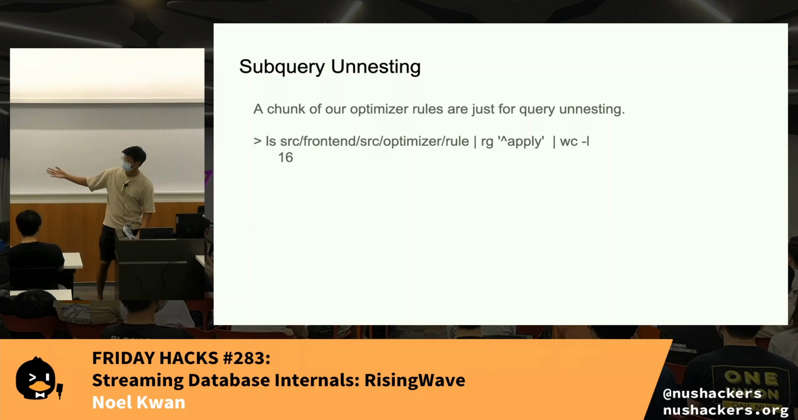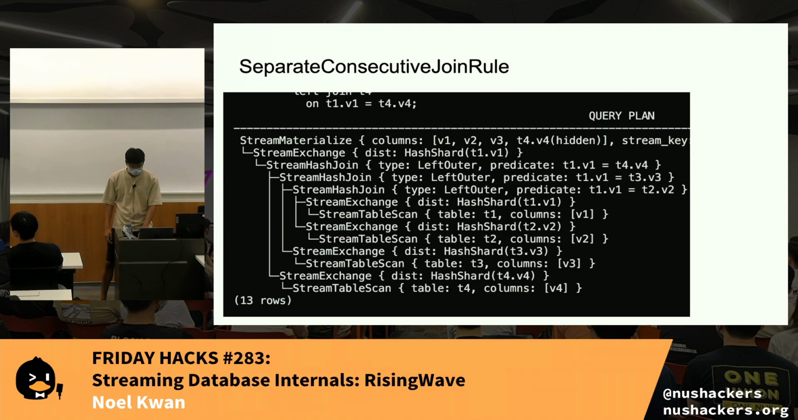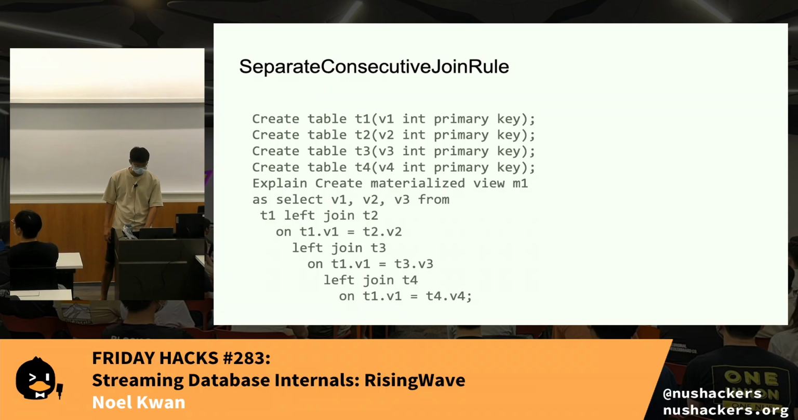The other rule that's specific to streaming is known as the separate consecutive join rule. Look at this query here: you have 4 tables, and you join them all on the first table's V1 column. If you look at the query plan, we can just focus on the 3 hash joins. There are 3 joins, so all of them get transformed to hash joins.